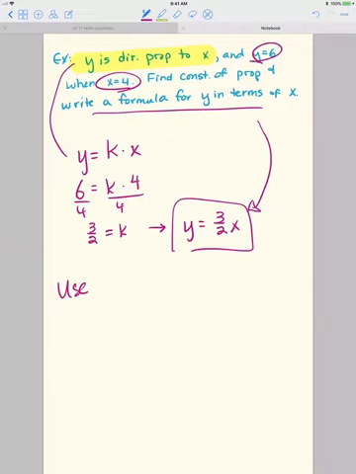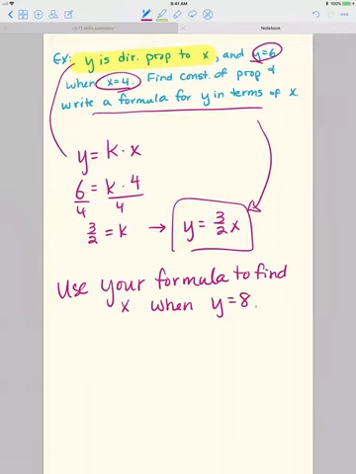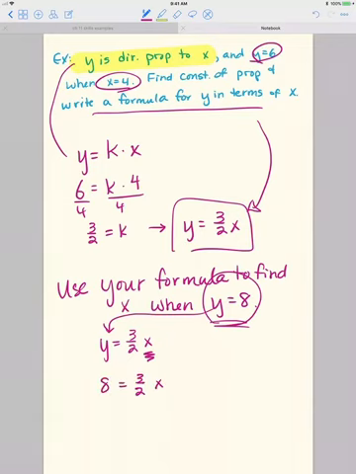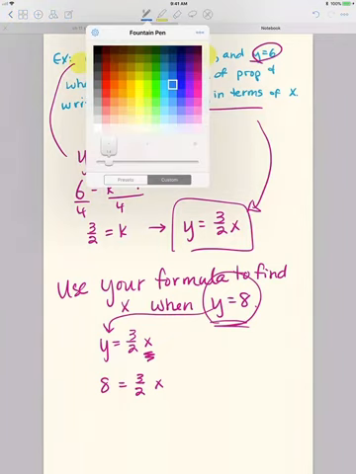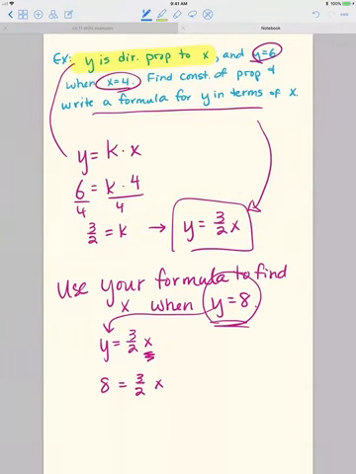And then you could use the formula that you found to find x when y equals 8. So you look at what they give you. So we have the formula y equals 3/2 x, but now it wants us to find x, and it's giving us the y value. So make sure you plug in accordingly. So we have 8 equals 3/2 x, and we need to solve for x. Since it's multiplied by a fraction, you could divide by 3/2, but I'm just going to multiply by the reciprocal, 2/3.